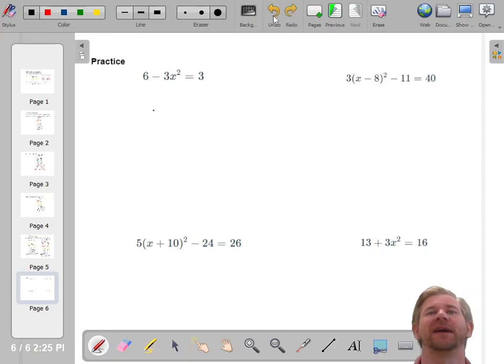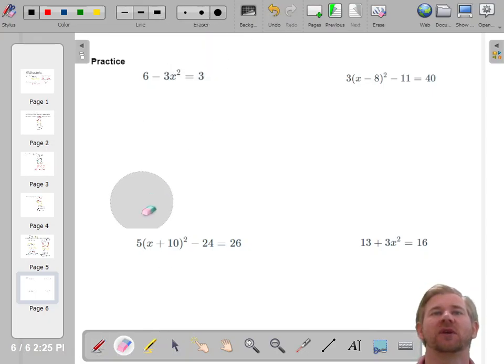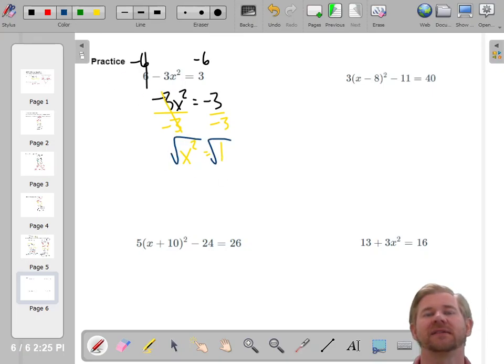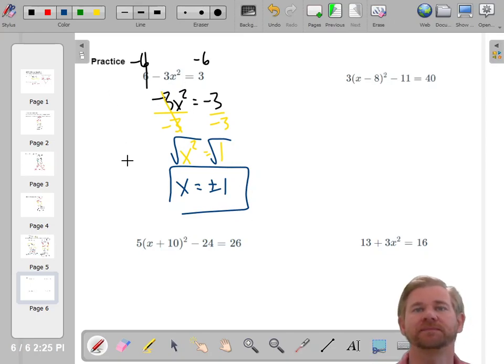I want to get x squared by itself. So to get x squared by itself, I'll subtract 6 on both sides. Negative 3x squared equals 3 minus 6 is negative 3. Divide by negative 3. Negative divided by negative is positive 1. Square root both sides. The square root of 1 is plus or minus 1. Okay, so plus or minus 1.